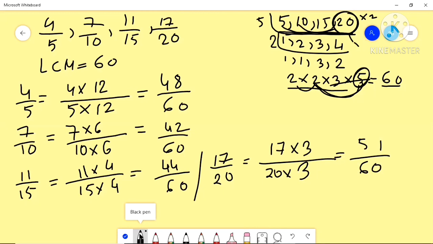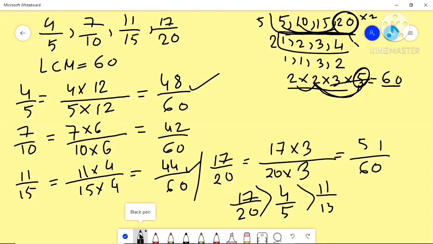If I am taking descending order, so which is the largest one? I can see 51 by 60. So which one you will take? Your answer will be 17 by 20, the largest number. Then which one? Largest fraction. Then after that, I can see this one. So you will write down 4 by 5. After that, which one I can see? This one. So 11 by 15. Then which one? This one. So 7 by 10. So it's very easy.